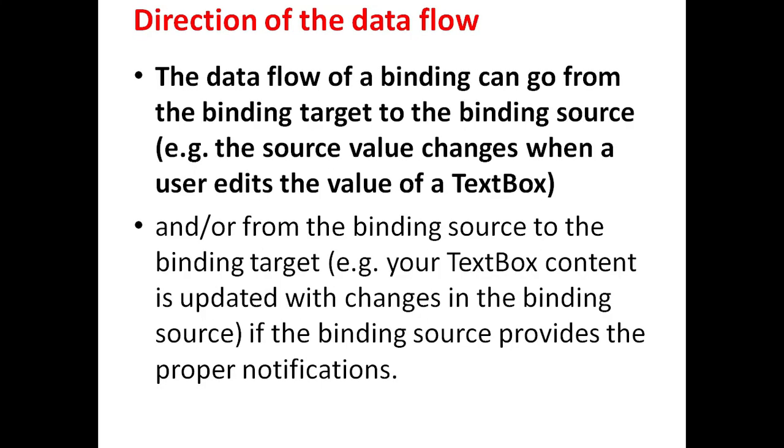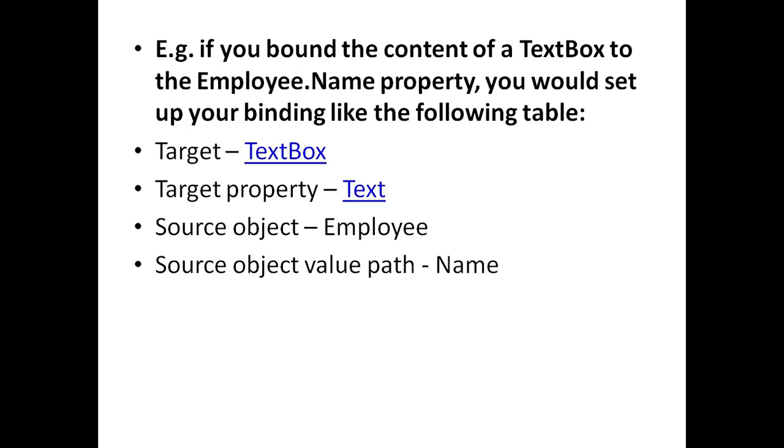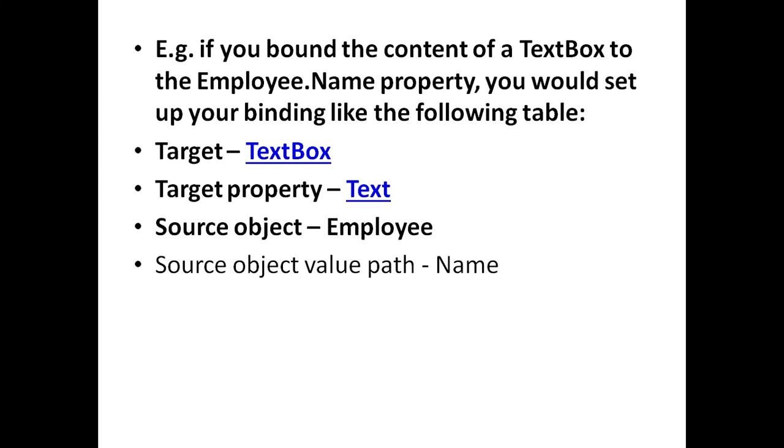In data binding, the data flow of binding can go from the binding target to the binding source, or from the binding source to the binding target if the binding source provides the proper notification. That is, the source value is changed when a user edits the value of a text box, and that text box content is updated with the change in the binding source. For example, if we bound the content of a text box to the employee.name property, for this, set the target as text box, target property as text, source object will be employee, and source object value path will be name.